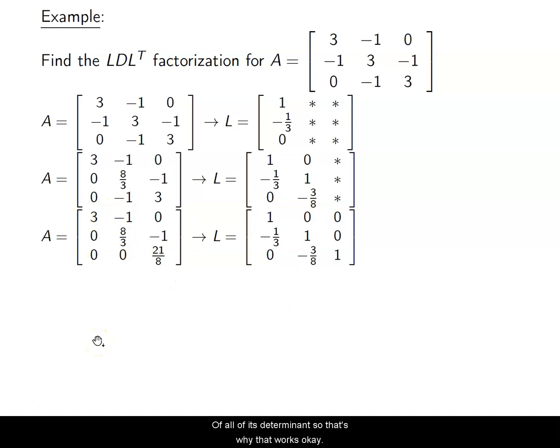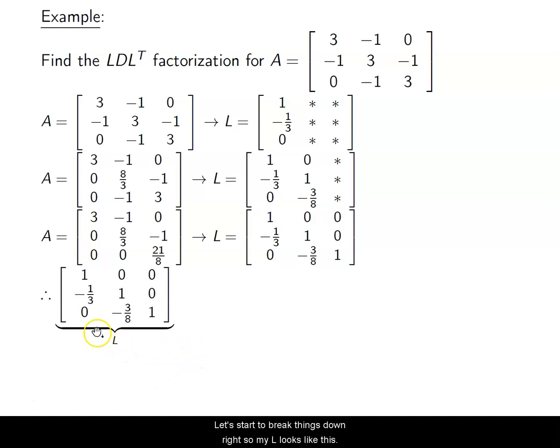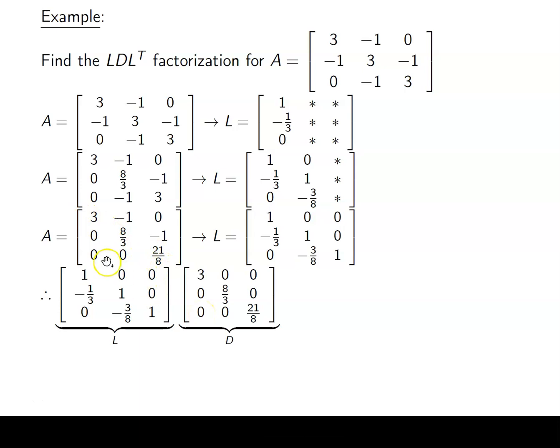Okay, so now I have L, I have my A, and let's start to break things down, right? So my L looks like this. My diagonal matrix is going to be made up of the main diagonal entries of this A. Okay, so 3, 8/3, and 21 over 8.